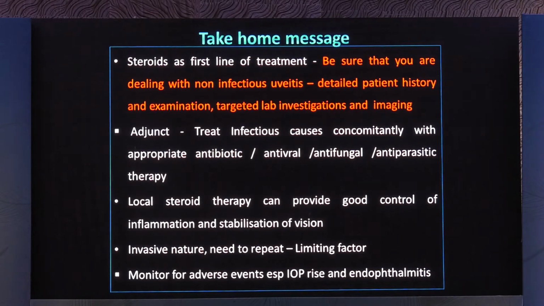So the take home message is, if you are giving steroids as a first line of treatment, you should be sure that you are dealing with non-infectious uveitis based on a detailed patient history, examination, targeted investigations and imaging. If you are planning to give it as an adjunct in an infectious cause, you have to treat the cause first with appropriate antibiotics, as in tuberculosis, or antiviral or antifungal or antiparasitic, like if you're dealing with cysticercosis.